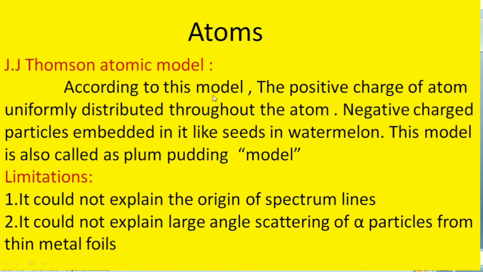According to this model, the positive charge of the atom is uniformly distributed throughout the atom. That means the positive charge is entirely distributed. We know at present that the positive charge is totally concentrated at the center of the atom. But according to J.J. Thomson, the positive charge is uniformly distributed throughout the atom, and the negative charged particles are embedded like seeds in the watermelon. This model is also called the plum pudding model.